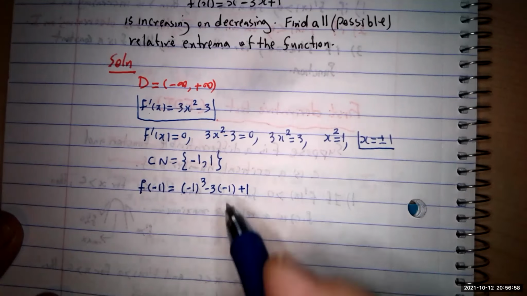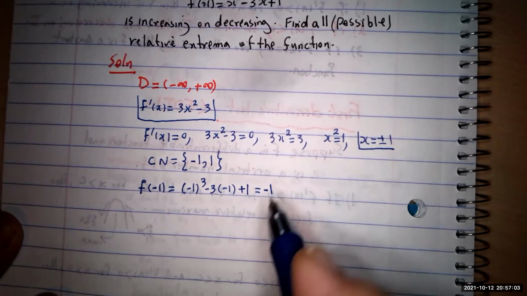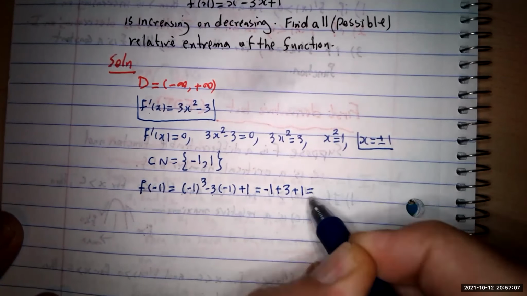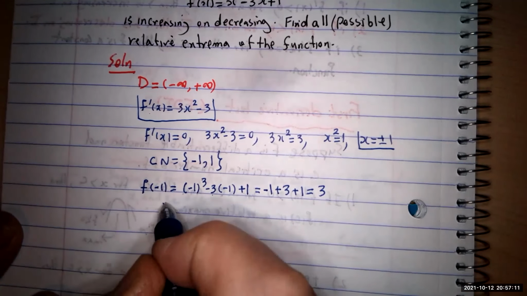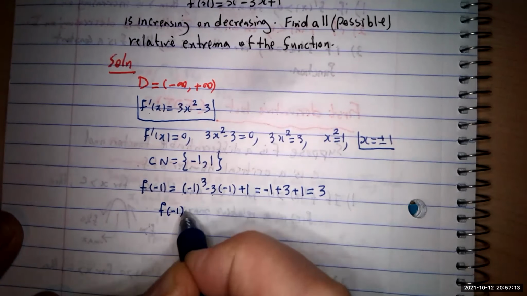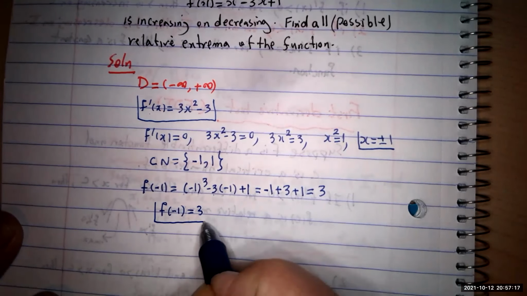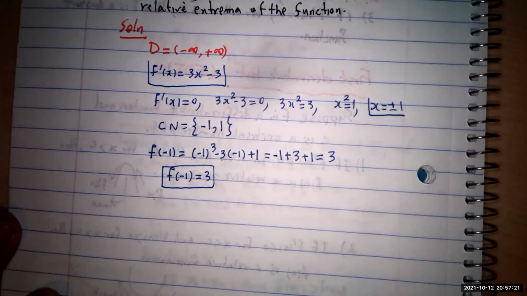Okay, negative 1 cubed would be negative 1, carefully. Negative times negative, so that we have positive 3 plus 1. You simplify that, give it 3. You highlight this number. F of negative 1 equal to what? Equal to 3. So this is one of the candidates for the maximum or the minimum. You don't know yet. Any question?